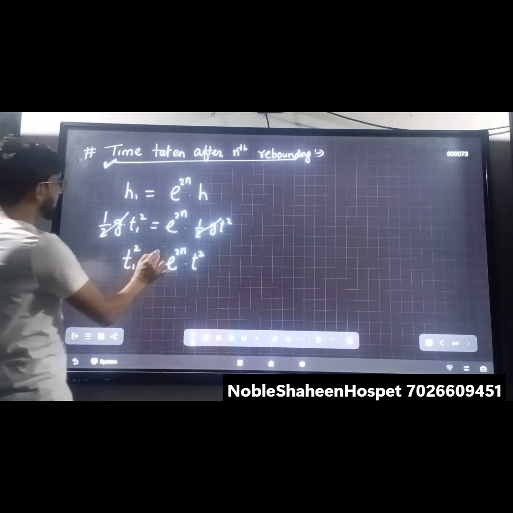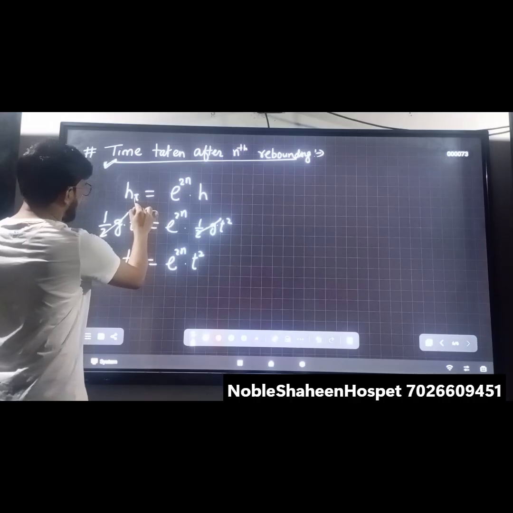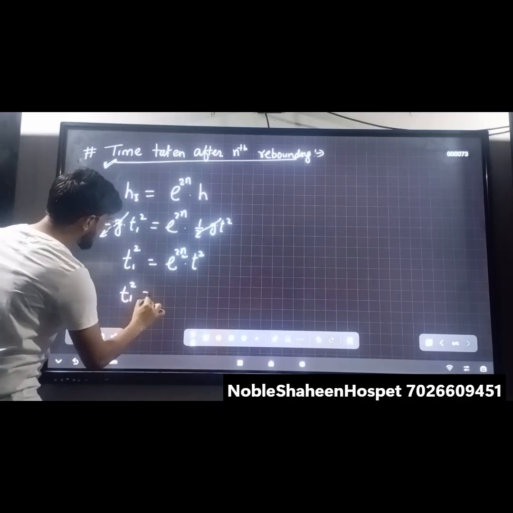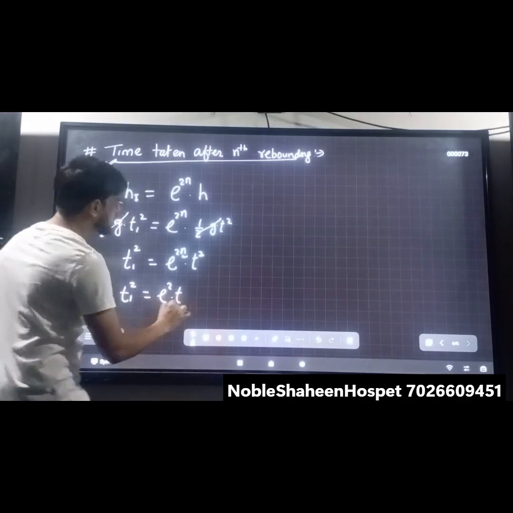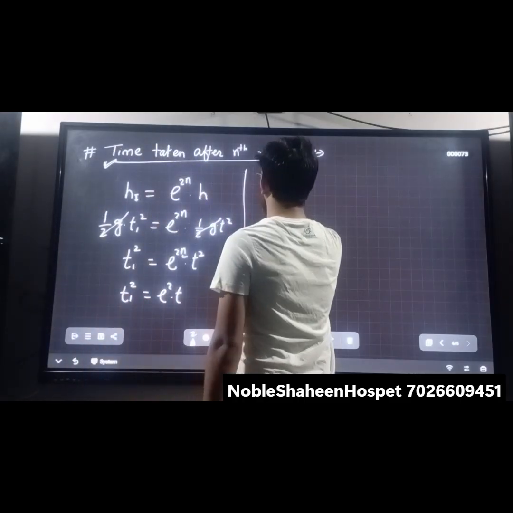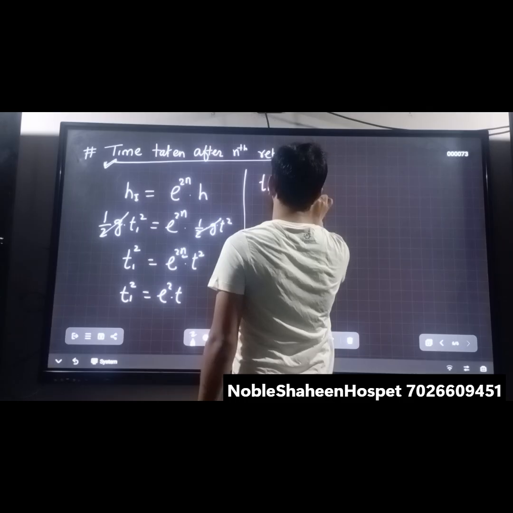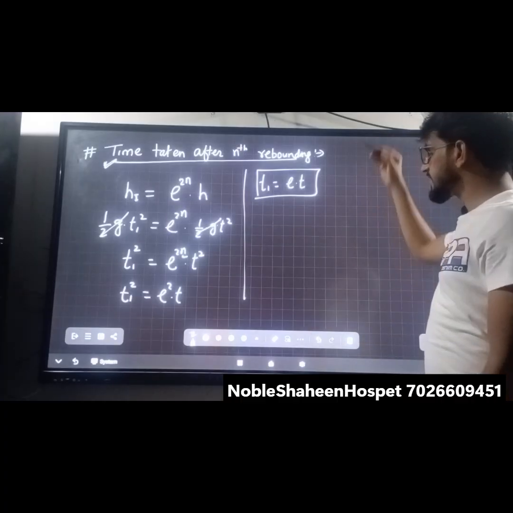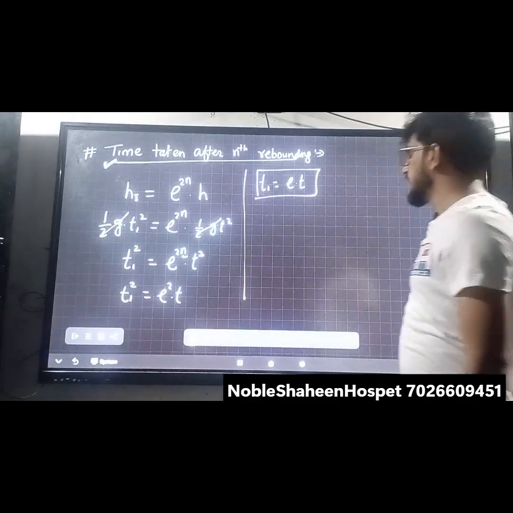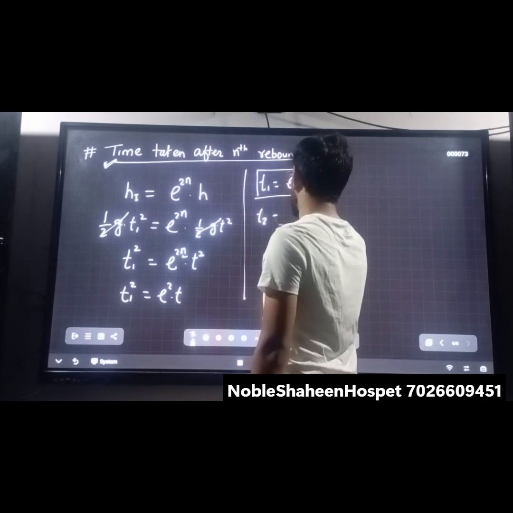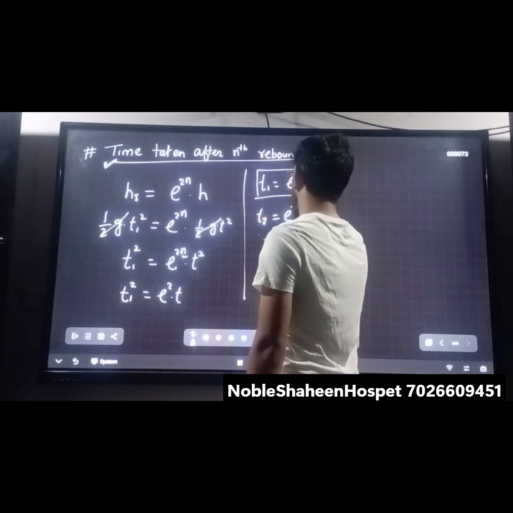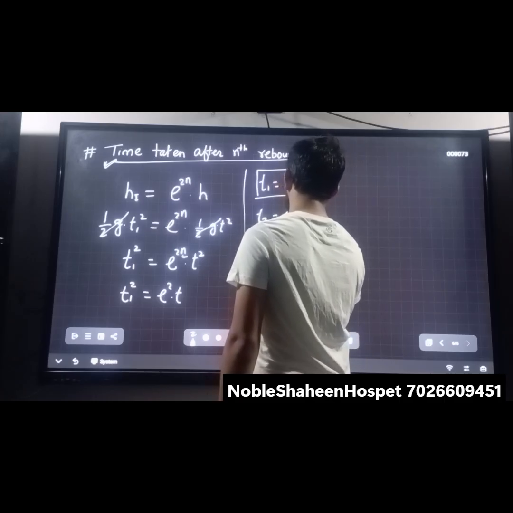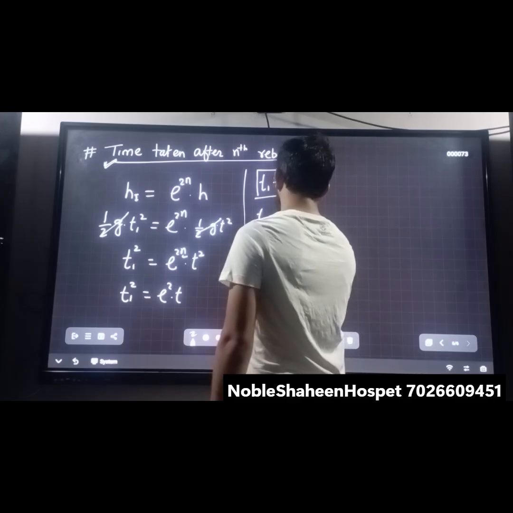Similarly, here if n is equal to 1, here we are writing h1, so n is 1, so we can say this t1 square will be equal to e square into t square, or we can say this t1 is equal to e into t. T means the time taken in the first collision. Or similarly we can say this t2 will be equal to e square into t, and t3 is equal to e to the power 3 into t, and hence we can say tn is equal to e to the power n into t. And where t is what?